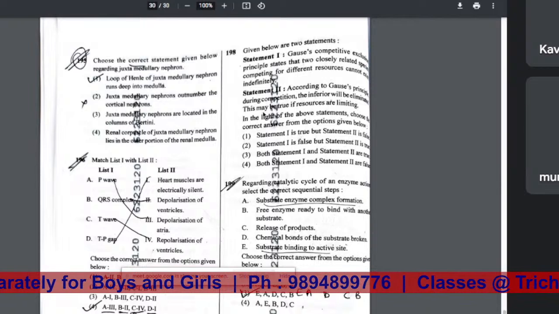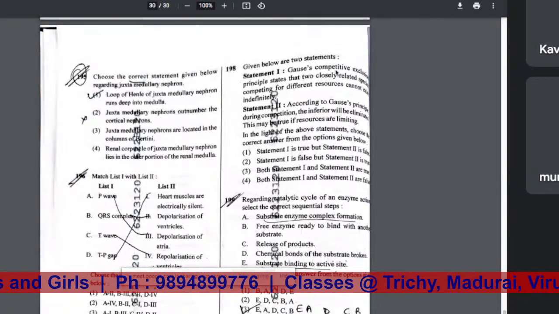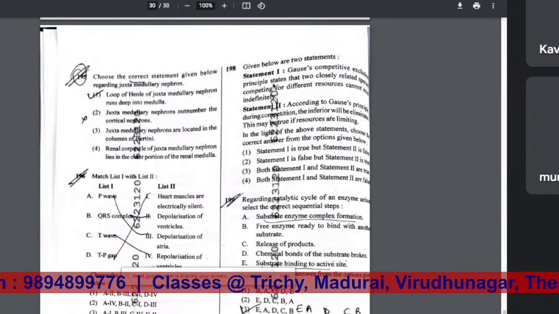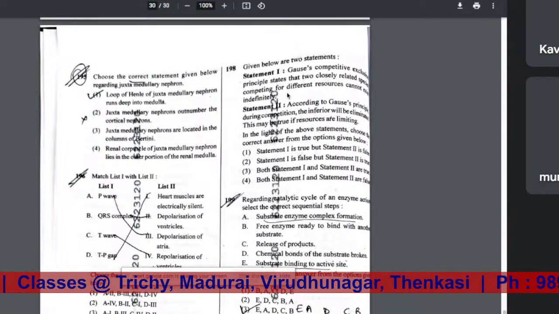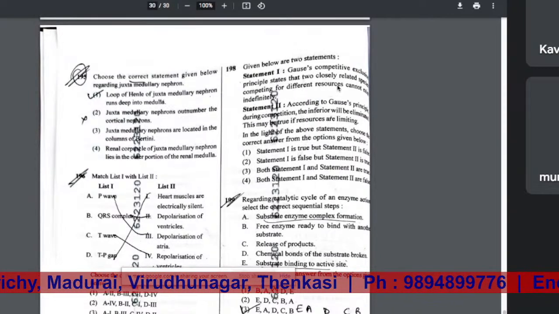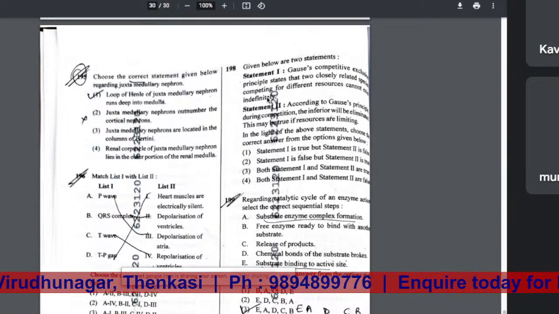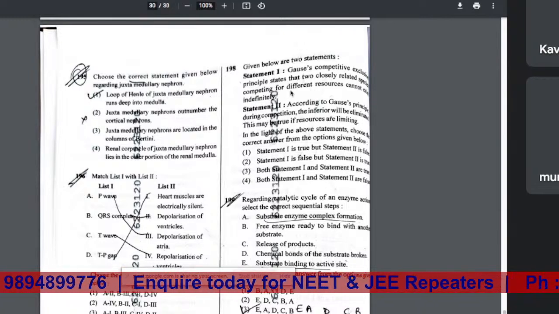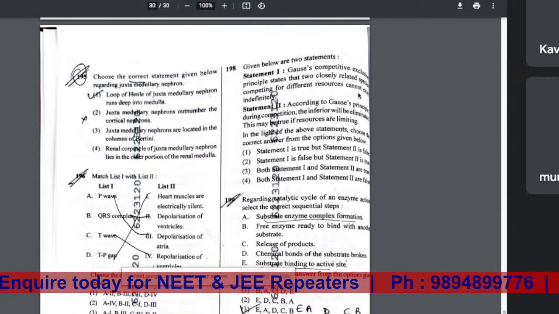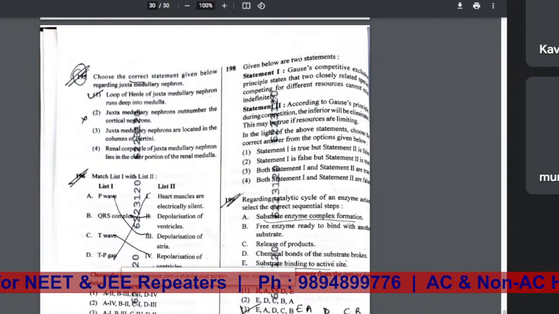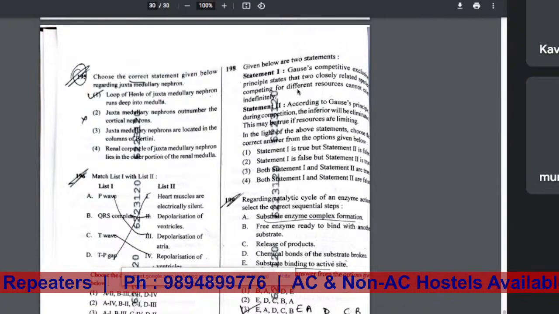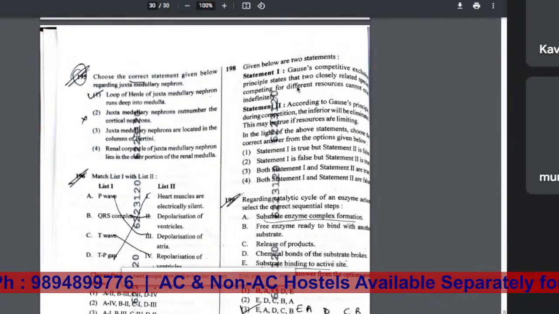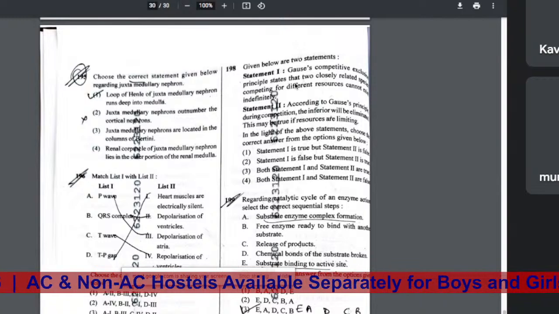Moving on to question number 198. Gause's competitive exclusion principle states that two closely related species competing for different resources cannot coexist indefinitely. This is a wrong statement because species competing for the same resources cannot exist indefinitely. So the word different here is wrong. Competing for same resources should be the correct one. So statement 1 is wrong.